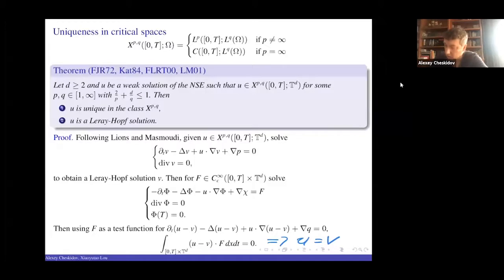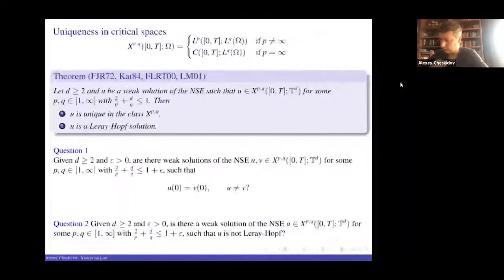And then the second part immediately implies the first one, just by the producing result, right? So if every solution in the critical space is a Lorentz-Hopf, then of course they all have to coincide, okay?